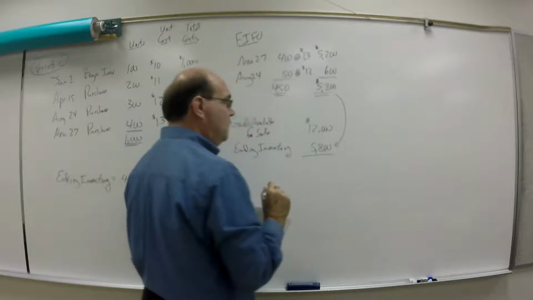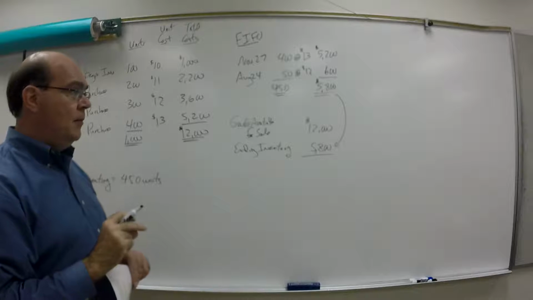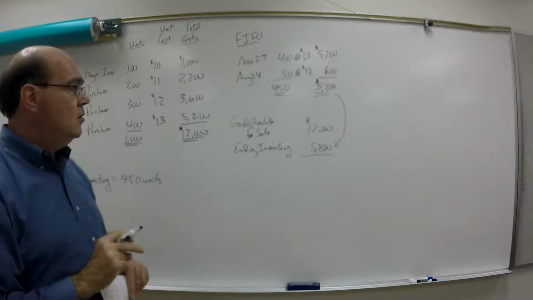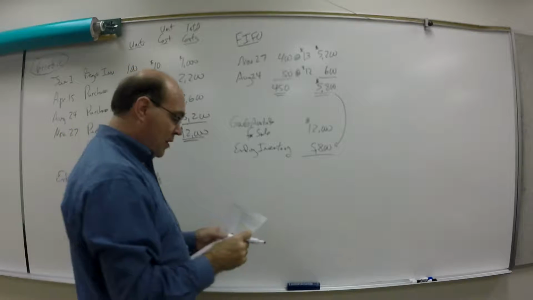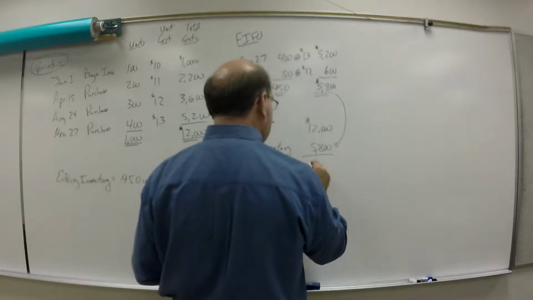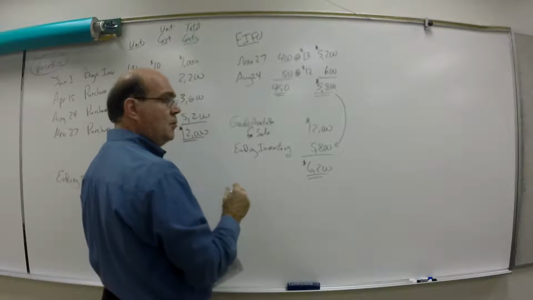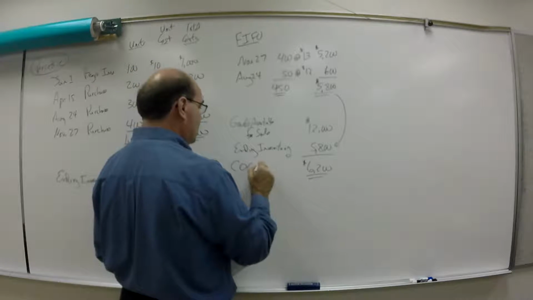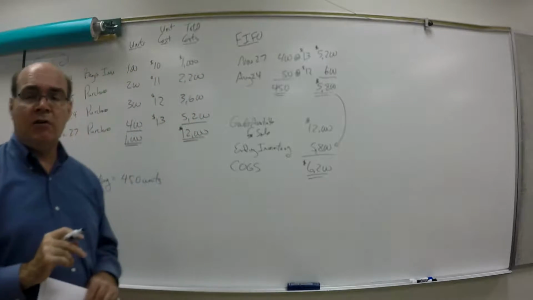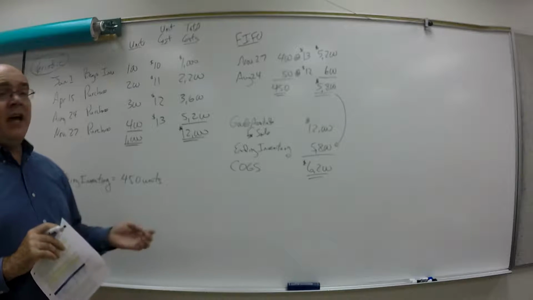So if I didn't have 5,800, but I had 12,000 available, what happened to the difference? Where'd they go? Sold. I must have sold them. So this becomes my cost of goods sold, which I'm going to abbreviate as COGS. You're going to see me write this COGS. That's too long to write. Okay. So that's how you do FIFO.